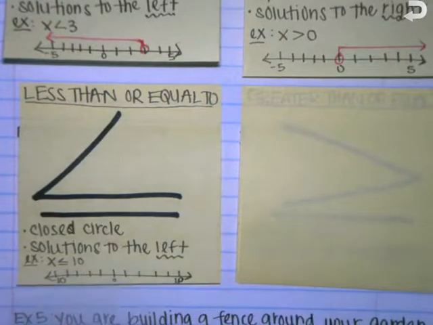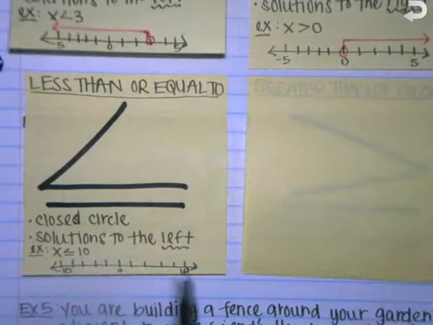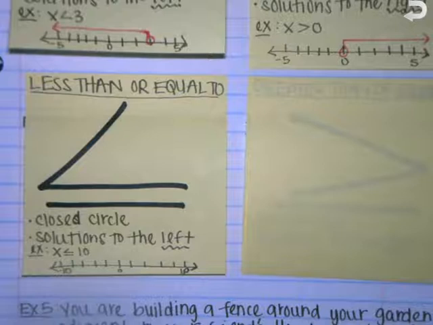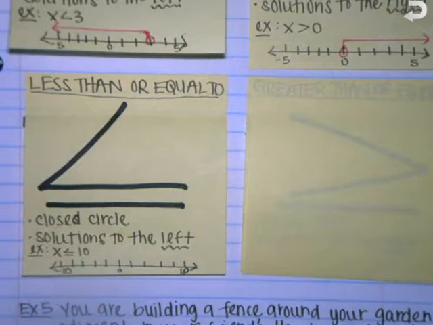Because on my number line it goes all the way to 10, I made each dash count as 2, and I just labeled the 10. You don't have to label each individual one. If you want to, that's fine. You don't have to. So because I went 2, 4, 6, 8, 10, I just labeled my last one 10.